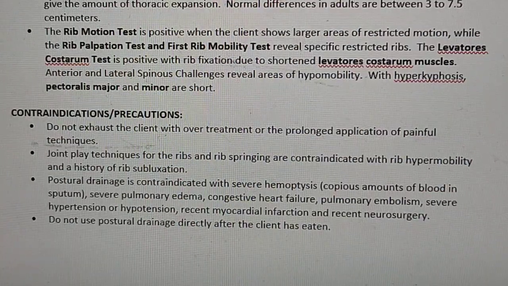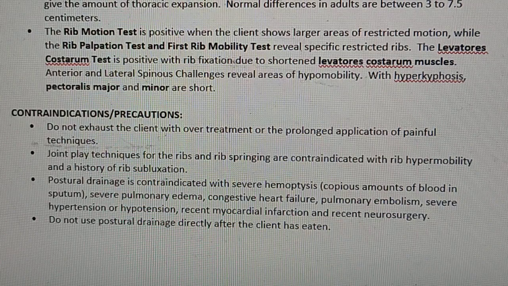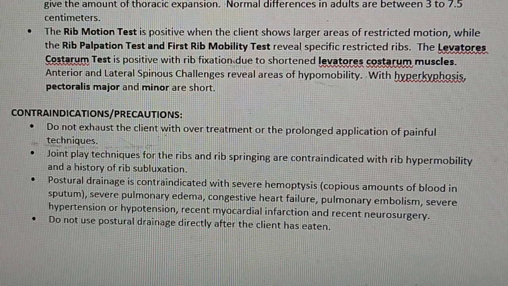For contraindications and precautions, do not exhaust or tire the client with overtreatment or the prolonged application of painful techniques. This is a contraindication. You don't do this. Joint play techniques for the ribs and rib springing are contraindicated with rib hypermobility, and a history of rib subluxation. Hypermobility means very movable joints in the rib, so you don't do joint play in these areas.